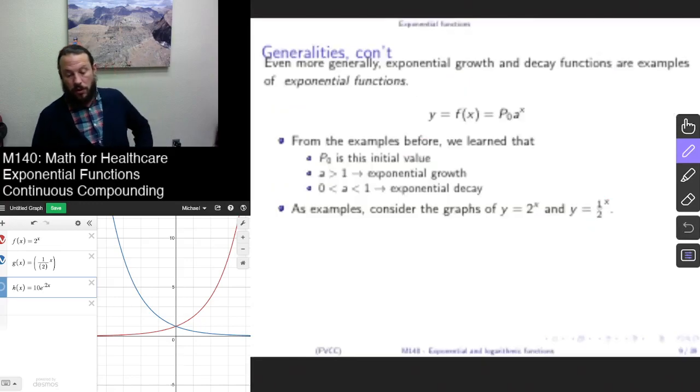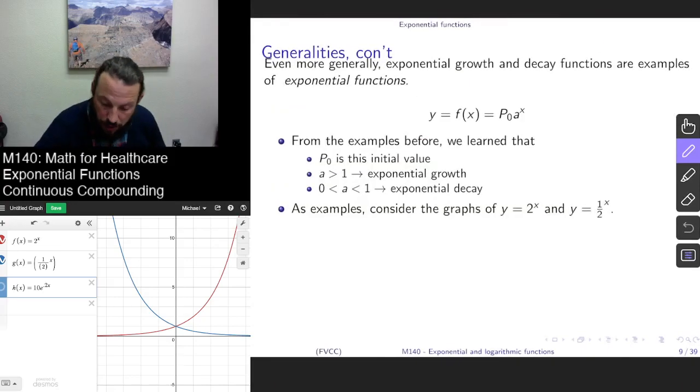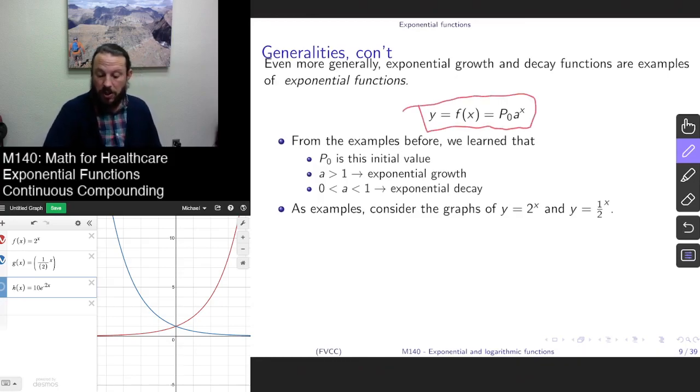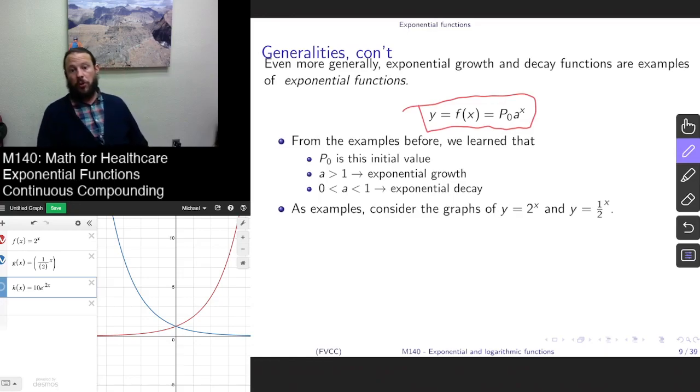We have this on this other slide. Another way to write that, and remember, A is just the parentheses 1 plus r. Our function of x looks like this. Again, P naught is still our initial value because A raised to the 0 is 1, no matter what A is. If A is greater than 1, there's exponential growth. If A is strictly between 0 and 1, it's exponential decay. And we can look at two examples of those, the graphs of y equal to 2 to the x and y equal to 1/2 to the x.